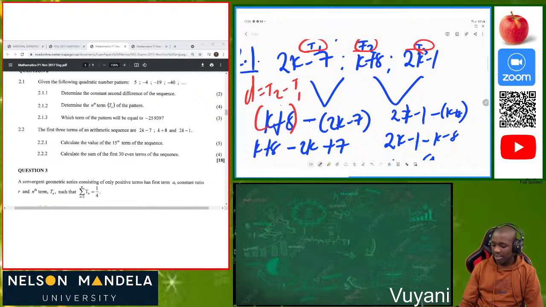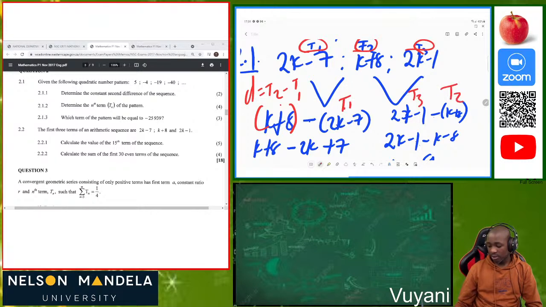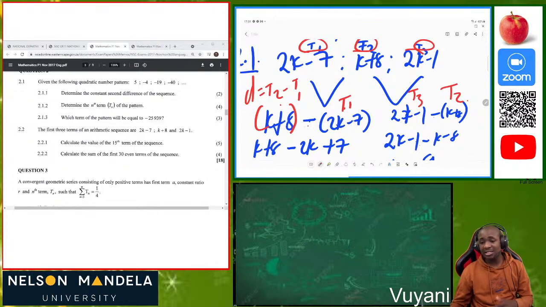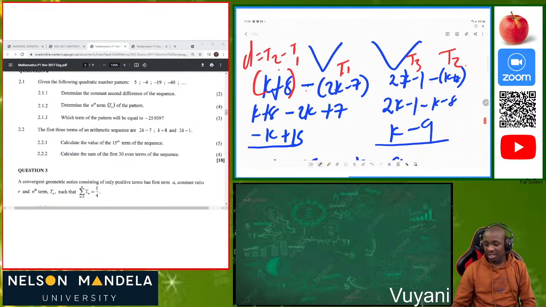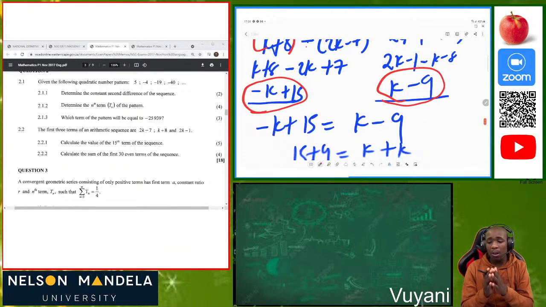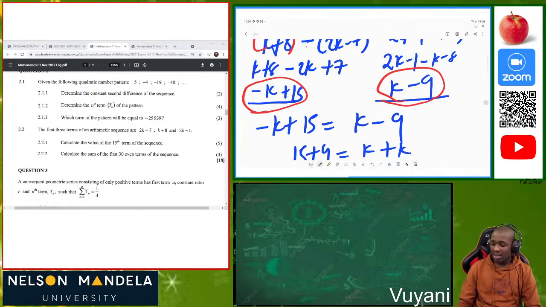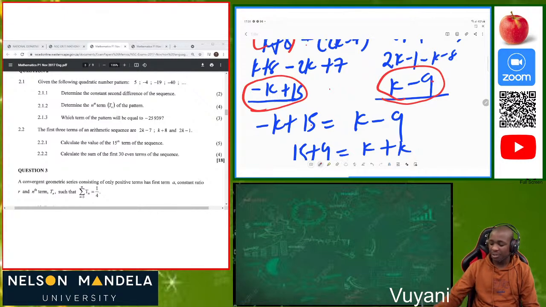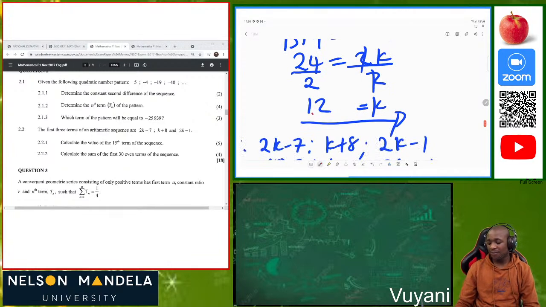So basically we said T2 minus term 1, and T3 minus term 2. Don't forget this minus, it is subtracting the entire term 1, not only 2k but the entire term. Then we ended up having the difference here to be negative k plus 15, and the difference on this side to be k minus 9. And we know that it has an equal constant difference, so this difference is the same. So negative k plus 15 will be equivalent to k minus 9. Then we solve for the value of k, and we found k to be equal to 12.